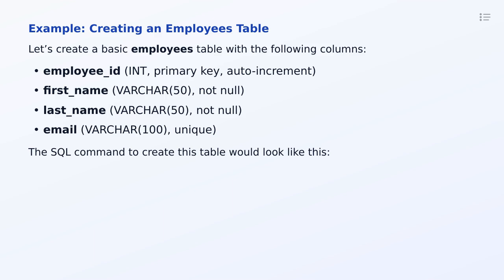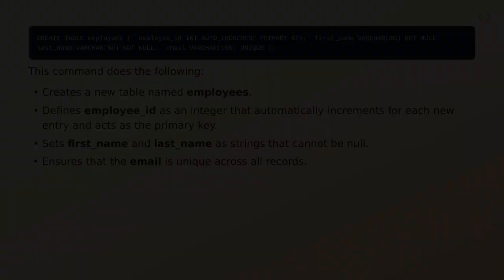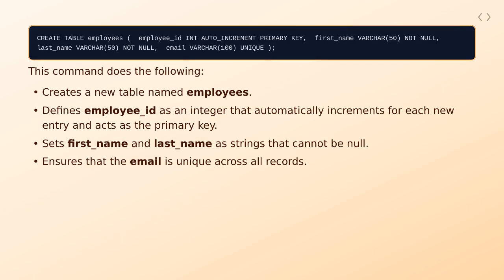The SQL command to create this table would look like this. See the example on this slide. Pause if you want to study the details. This command does the following. First, creates a new table named employees. Also, defines employee_ID as an integer that automatically increments for each new entry and acts as the primary key. Also, sets first_name and last_name as strings that can't be null. Finally, ensures that the email is unique across all records.